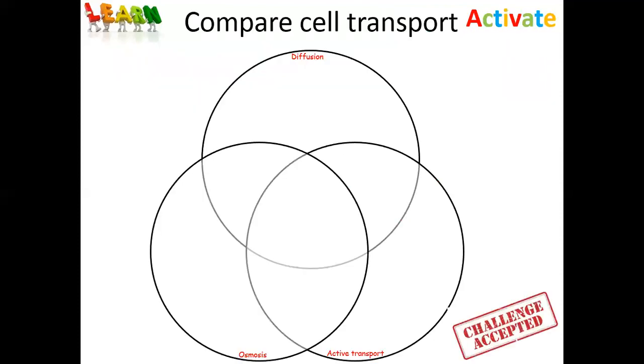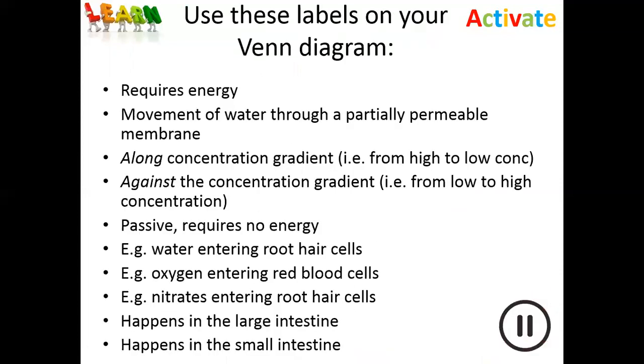If you want a little bit more of a challenge, you could use this structure to draw a Venn diagram to compare the three types of cell transport. So the overlapping areas here, that one being where there are things in common between diffusion and active transport. And there are some, on the next slide, there's some labels that you could add to that Venn diagram. So if you want to pause and do that, you can, but that's a bit of a challenge task. The answers will pop up in a moment for those people who want to do it. But do pause the video if you're planning to.